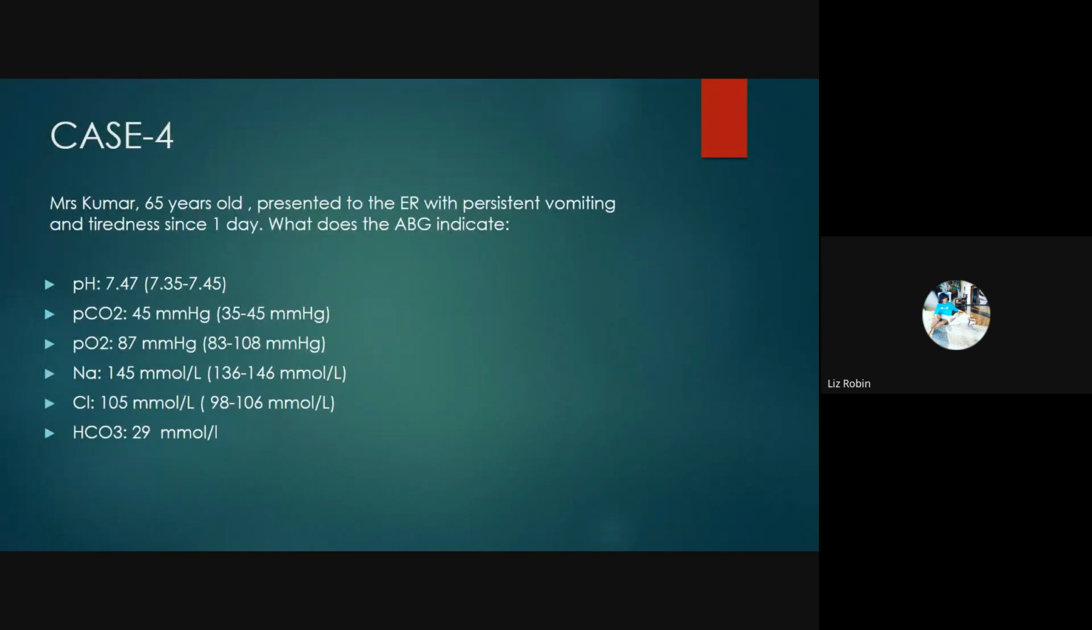This is the last case. Mrs. Kumar, 65 years old, presented to the ER with persistent vomiting and tiredness since Monday. So what does the ABG indicate? pH here is 7.47, PCO2 is 45 millimeters of mercury, PO2 is 87, sodium is 145, chloride is 105, and bicarb is 29 millimoles per liter. So please interpret the ABG.